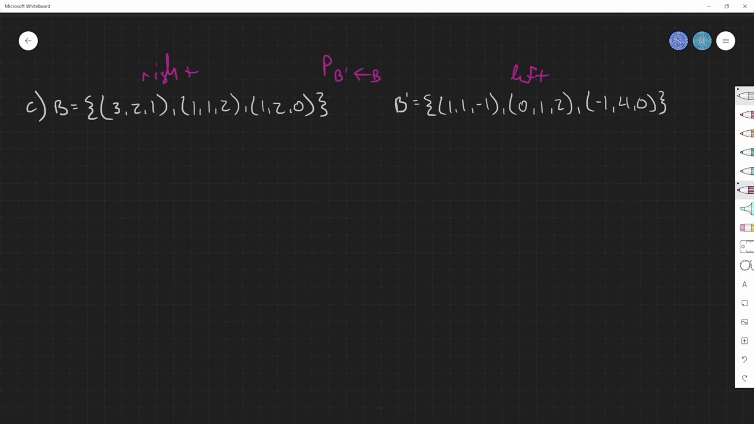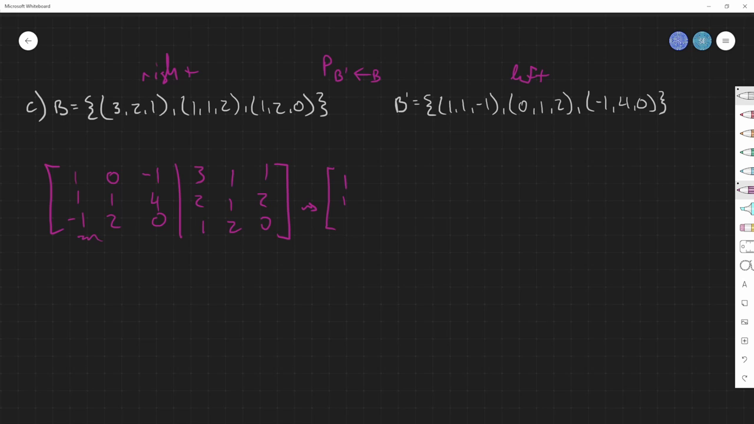So it's going to be on our right side, and so let's just get right to it. So it's going to be 1, 1, negative 1, 0, 1, 2, negative 1, 4, 0, 3, 2, 1, 1, 1, 2, 1, 2, 0, and all we've got to do is put this in the inverse on the left side, and our answer is going to be on the right side. So let's start off with getting rid of this negative 1.